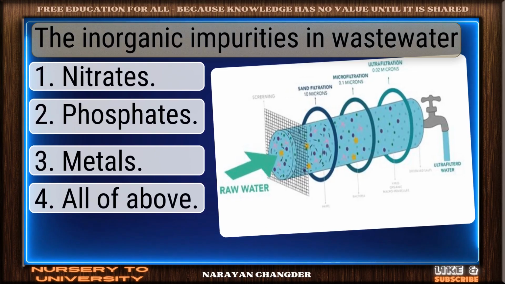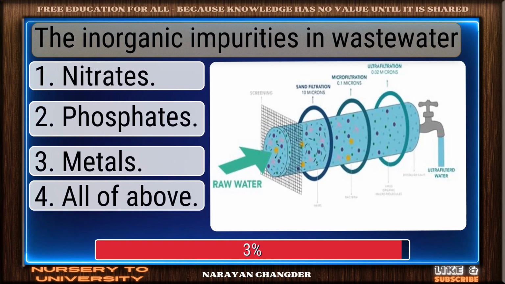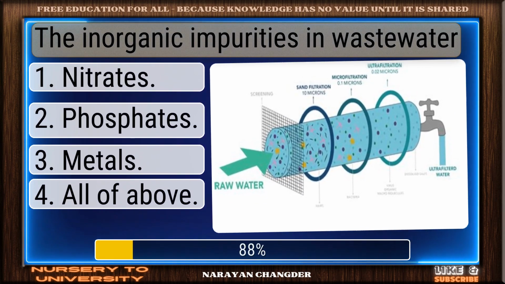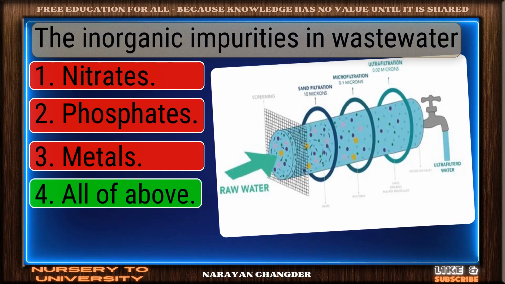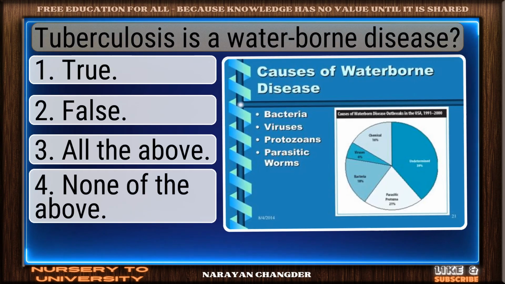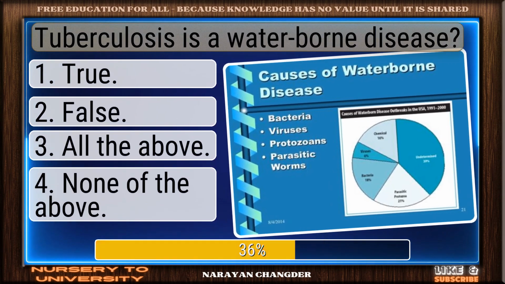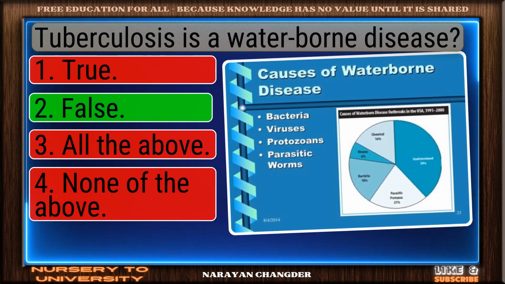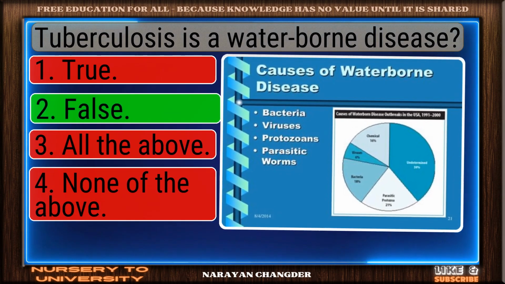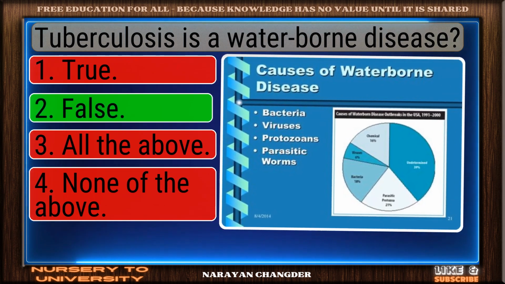Question number 90. The inorganic impurities in wastewater. Good job. Your answer all of above works well here. Question number 91. Tuberculosis is a waterborne disease. Excellent choice. False is the right answer.